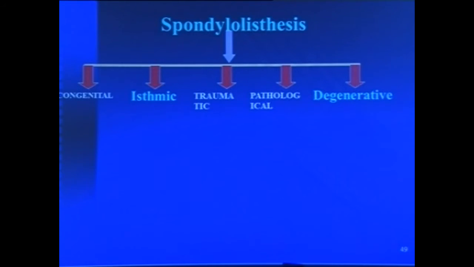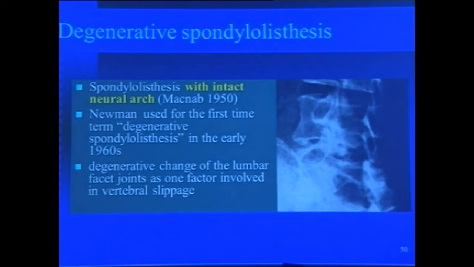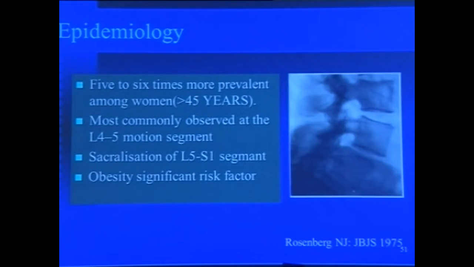And the second commonest spondylolisthesis which we have is the degenerative. In degenerative, it is the spondylolisthesis with an intact neural arch, which was described by McNab in 1950. Newman described this with the intact neural arch as a degenerative spondylolisthesis, and the degenerative facets are the ones which produce a slip. This is the important factor.